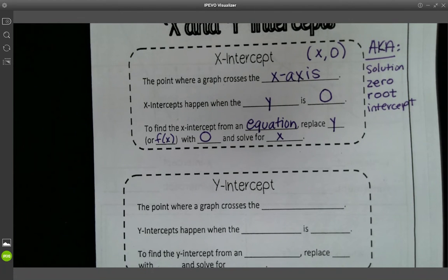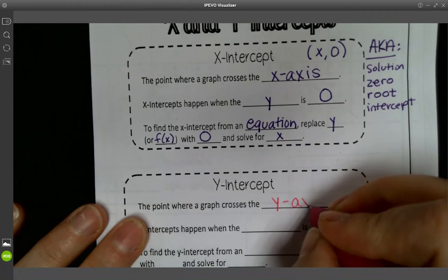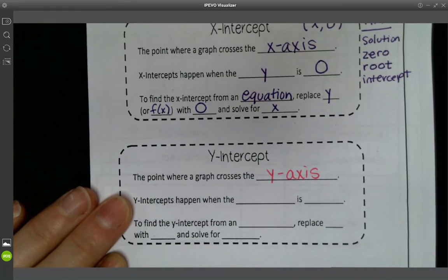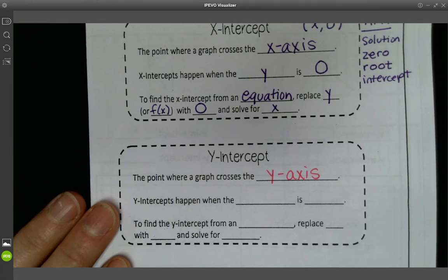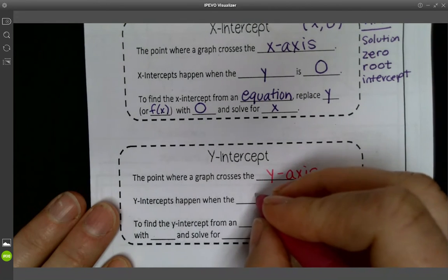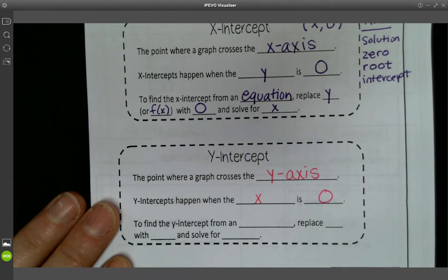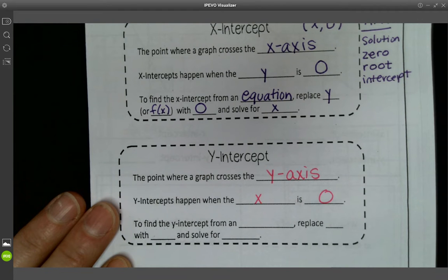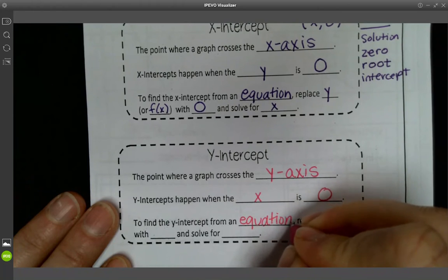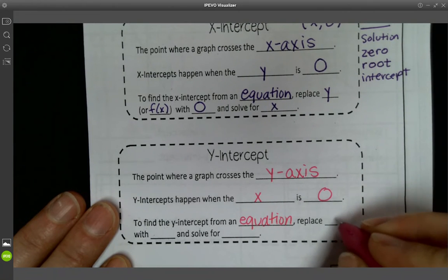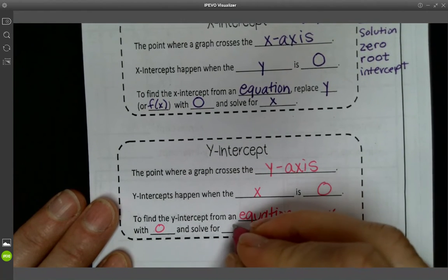Okay, so the y-intercept is where it crosses the y-axis. The y-intercept happens when the x is 0. So it's the opposite of the x-intercept. It's where it crosses the y-axis. So to find your y-intercept from an equation, you're going to replace x, this time, with 0, and solve for y.